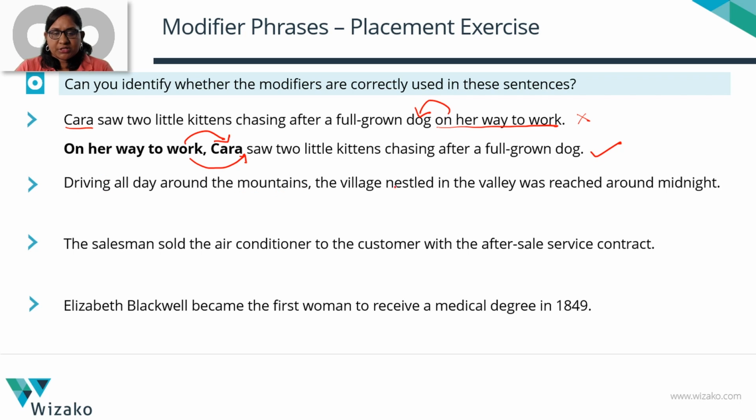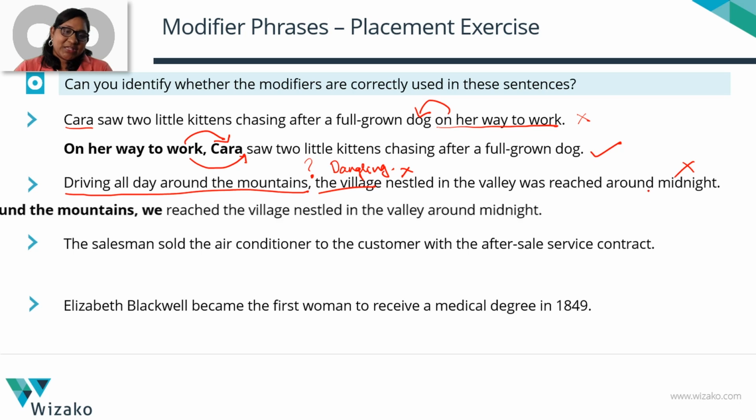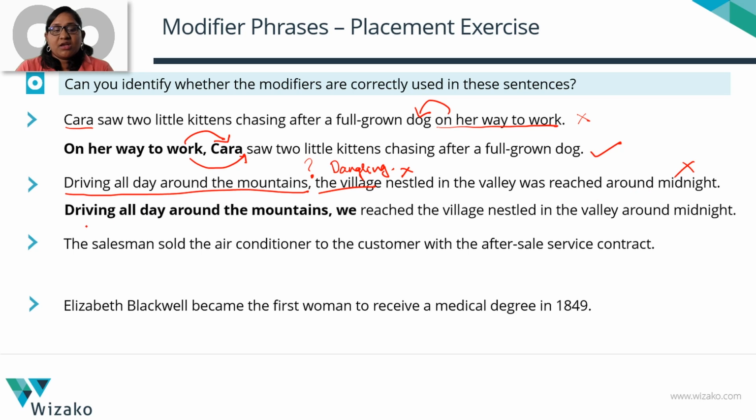Driving all day around the mountains, the village nestled in the valley was reached around midnight. So your modifier is driving all day around the mountains. Convert into a question, who or what was driving all day? You don't have that. So this is a dangling modifier error. The village was not doing the action of driving. The sentence is incorrect. So introduce the person who is driving. So one possible way to correct it would be to say, driving all day around the mountains, we reached the village around midnight.